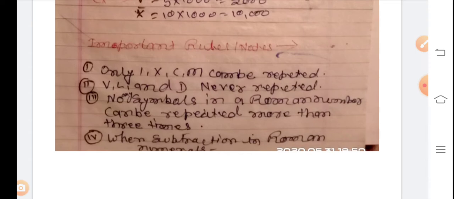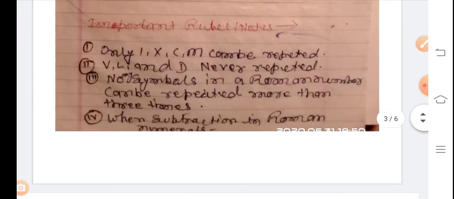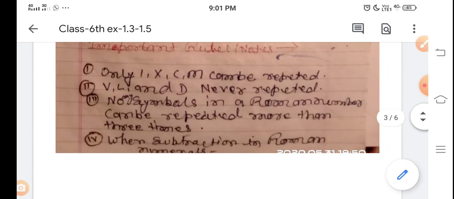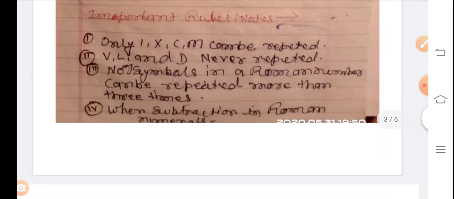You should also read the important rules and write them in your copy, because if you don't know these rules, you will not understand the upcoming questions and answers. So that's the first rule: only I, X, C, M can be repeated. It means only those numbers can be repeated, and V, L and D never repeat. Next, no symbol in a Roman number can be repeated more than 3 times.